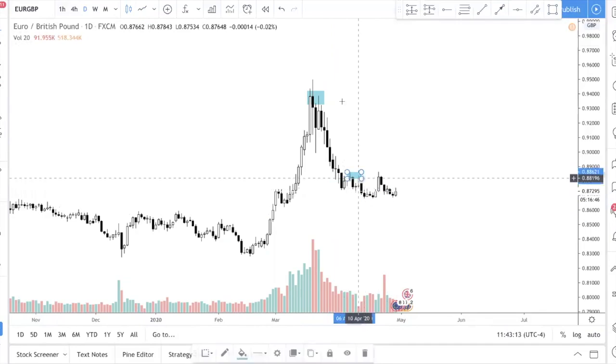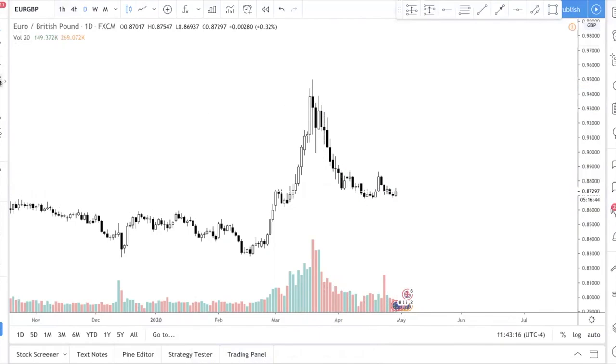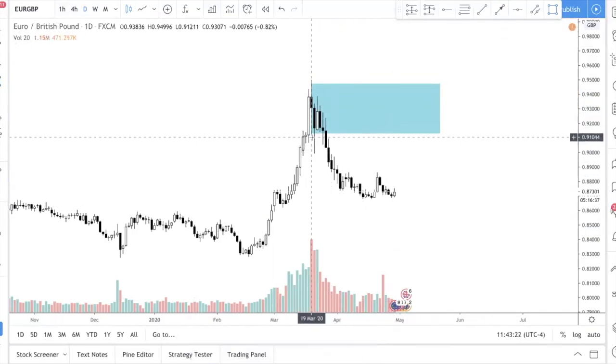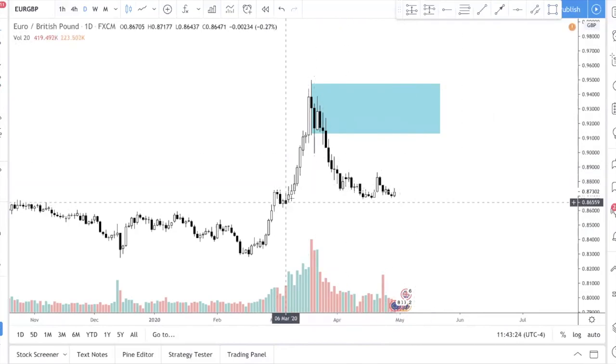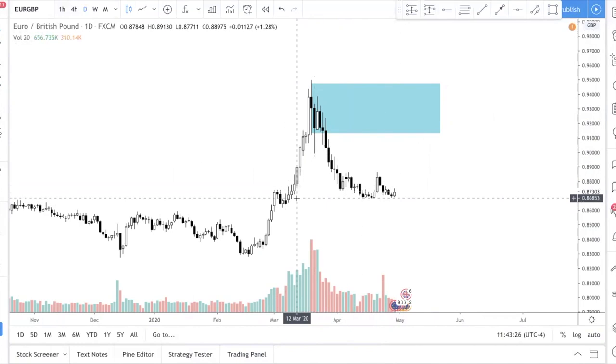So how do you find an area of interest? Look at the highest volume. This over here, yes, is the highest volume, but it's too far away, so we're not interested in this. We're interested in the highest volume near to current price, so that we can take action today.